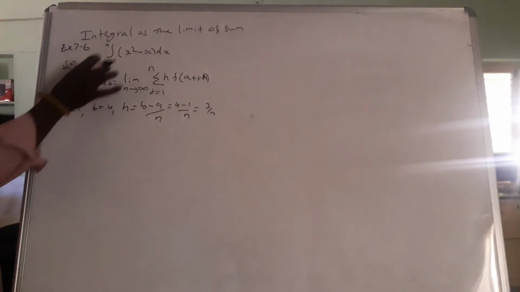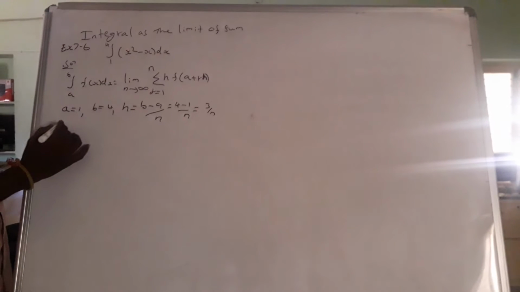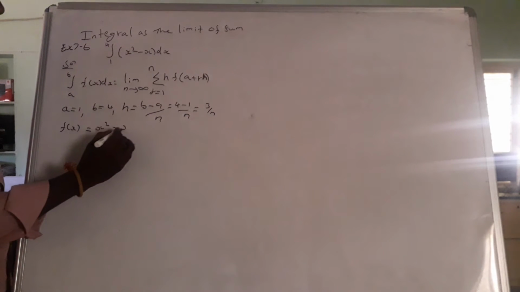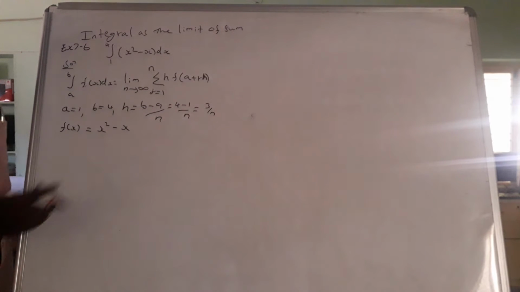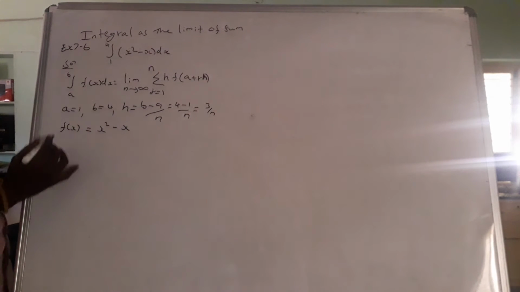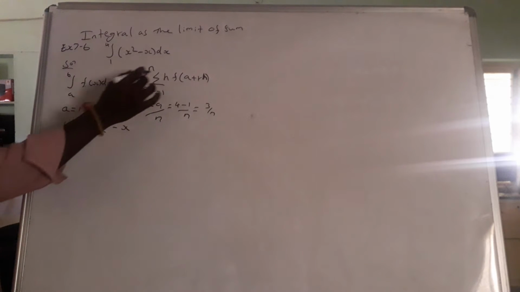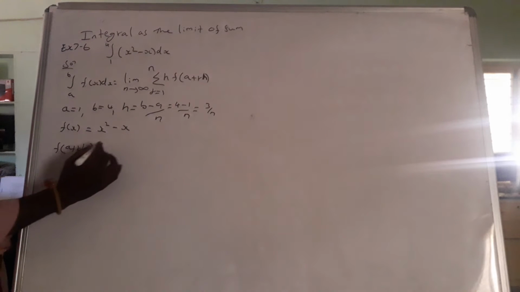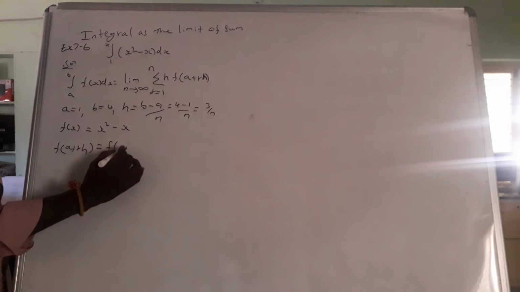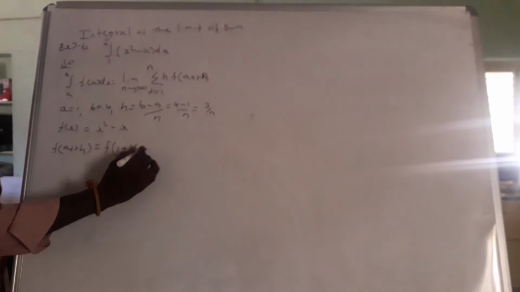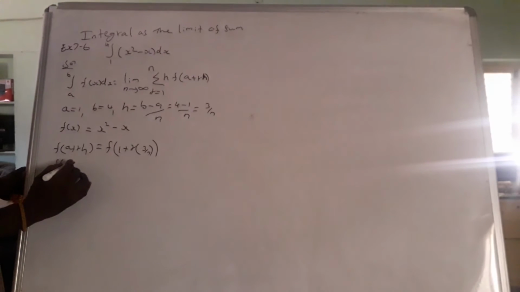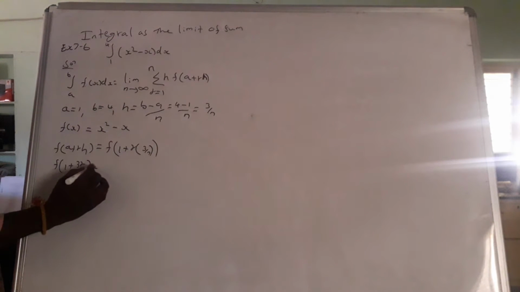Now compare this term, except dx, the remaining part is called f of x. So f of x equals x square minus x. Now substitute the term here. We have to find f of a plus rh. So f of a plus rh equals: a value is 1, plus r into h value, 3 by n. Now we have f of 1 plus 3r by n.